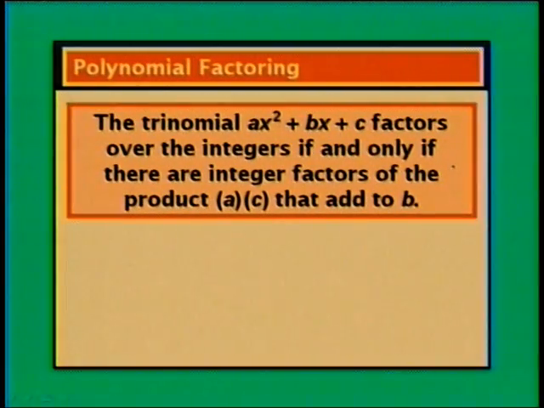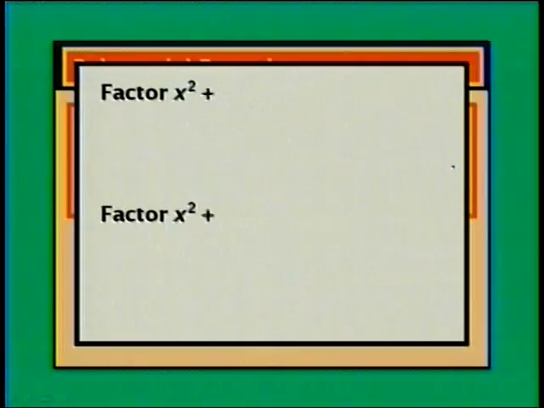The trinomial ax squared plus bx plus c factors over the integers if and only if there are integer factors of the product a times c that add to b. Let's see some examples. Let's factor x squared plus 5x plus 6. A is the coefficient on x squared, which is 1. C is the constant, which is 6. So a times c is 6.